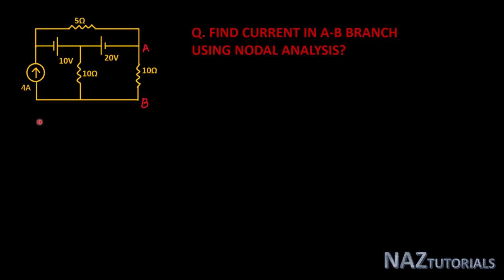Hello everyone. This is our next question for nodal analysis. If you see the circuit, there is one current source and two voltage sources. The current source defines the branch current, and the voltage sources are connected between the nodes but do not contain any branch resistance. So let's see the solution for this type of circuit so that we can solve it in a simpler way.